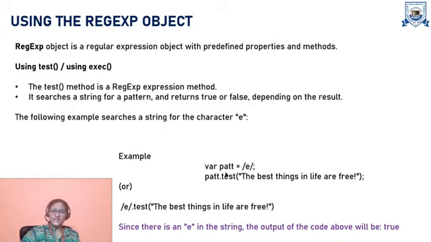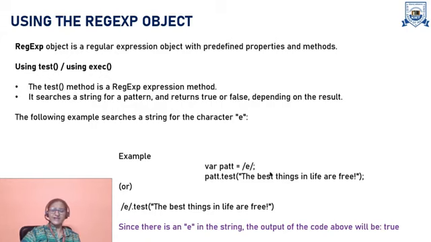Now with the help of test, pat.test, it will test the given string, "The best things in life are free". In this statement it will find the E, and as soon as it gets the E, it will not search further. It will give the result in the form of true or false.